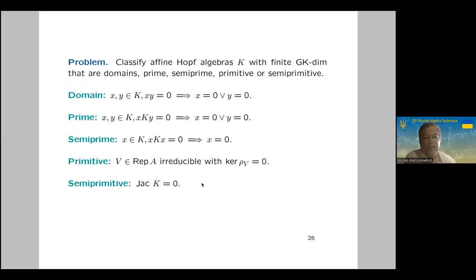Now, there is a hierarchy of problems on Hopf algebras with finite Gelfand-Kirillov dimension, whether they are domains, primes, semi-primes, primitives, or semi-primitives. And there is a bunch of questions about them. It's really, in many directions, we are ignorant of what happens.